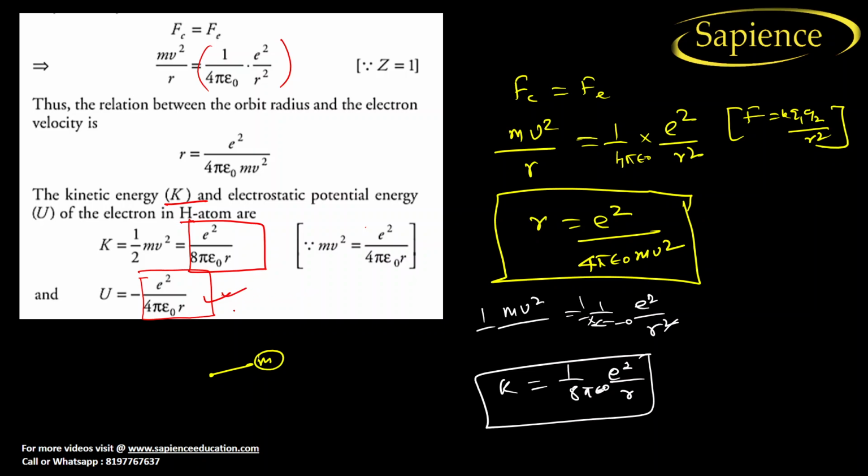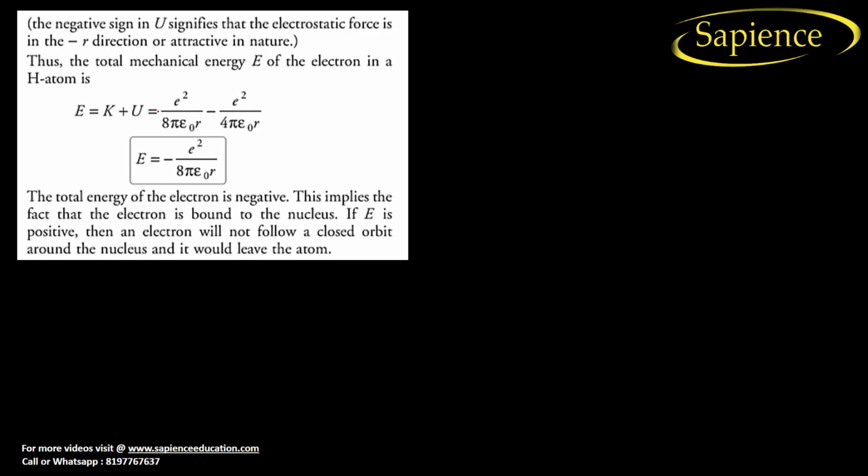Potential energy, again I'm telling you, is equal to k q1 q2 by r. So k means 1 by 4 pi epsilon naught, and q1 q2 means charge e square, divided by r. So this is the potential energy, and it will be negative. Now the total energy will be equal to kinetic energy plus potential energy. Our kinetic energy is e square by 8 pi epsilon naught into r, and potential energy is minus e square by 4 pi epsilon naught r. When we add this, we will get this.